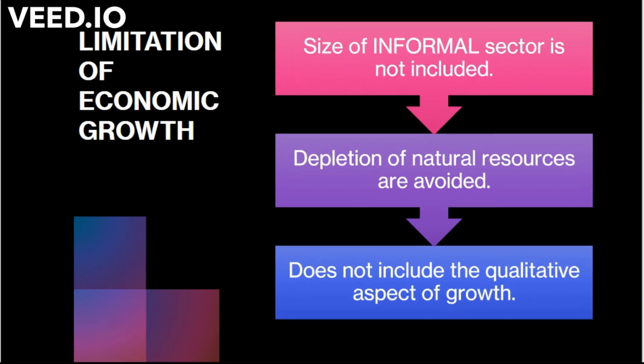What are the limitations? The size of the informal sector is not included. What does it mean? First, what is the informal sector? Informal sector includes those like the cart vendor, the small shop on the roadside, the paan seller, who are not directly included by the government, the tea seller outside any school or college. These are employees who are not included in the formal sector, who have no registered business. So they come under the informal sector.